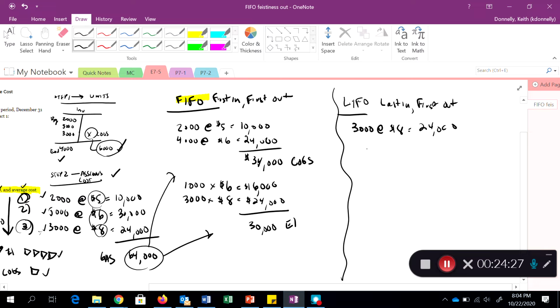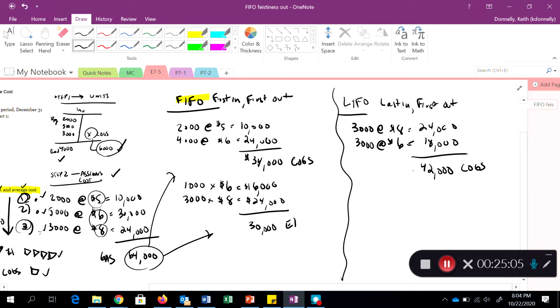We got to do 6,000, and we've taken care of 3, so that means we got to do 3,000 from our second place guys at $6 a pop. So that gives us 18,000. The idea here is our cost of goods sold under LIFO is going to be 42,000. Now what we could do is we could say, hey, well, we have this many left over here, this many left over here, and do similar to what we did and figure out our ending inventory.